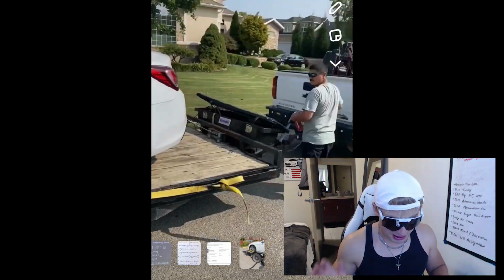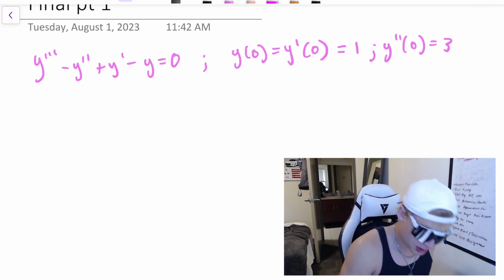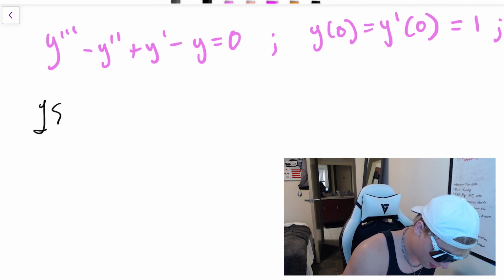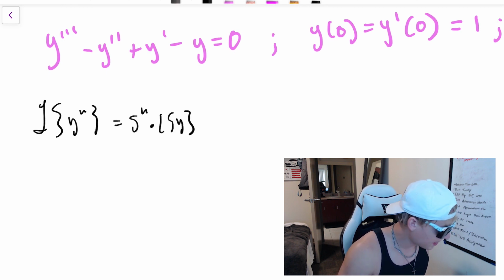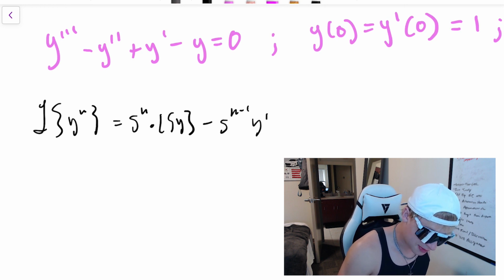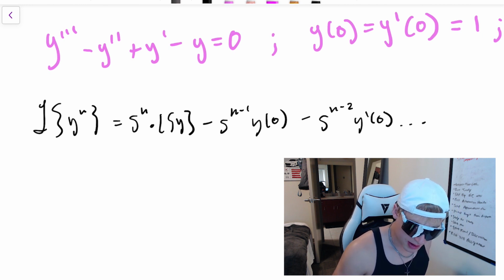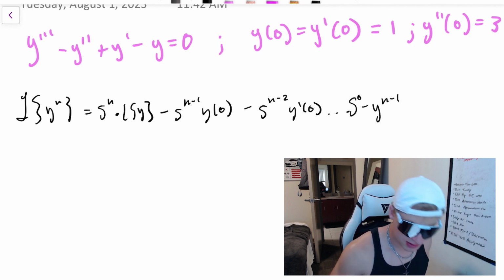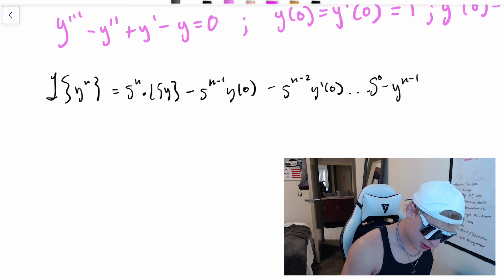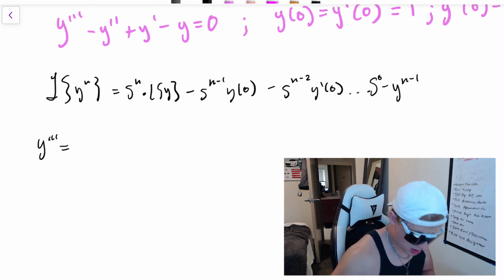So anyways, whatever, let's get into this problem. To start this problem, what you have to remember is that the Laplace transform of a derivative to the nth power is s to the n times the Laplace transform of y, minus s to the n minus 1 times y of 0, minus s to the n minus 2 times y prime of 0, all the way up until you get to minus y to the n minus 1 of 0. To start this problem, I usually like to start out with writing y triple prime is equal to, and then I write out what it's equal to.